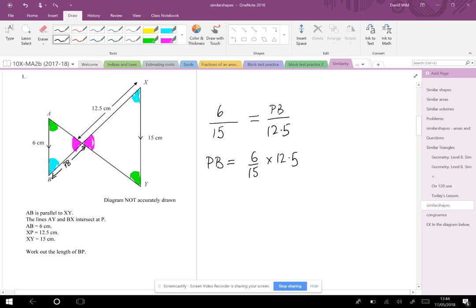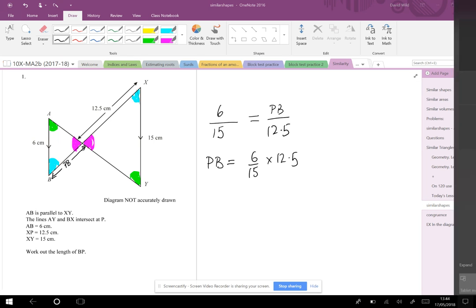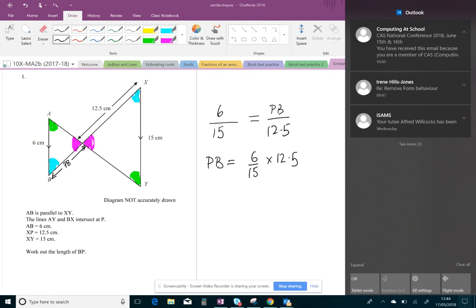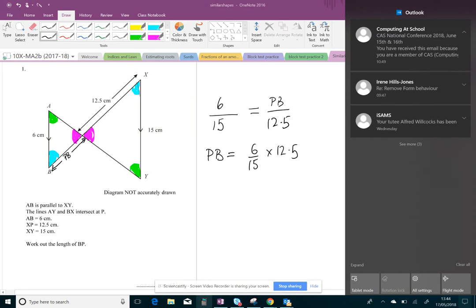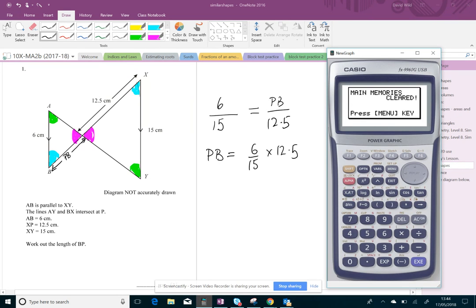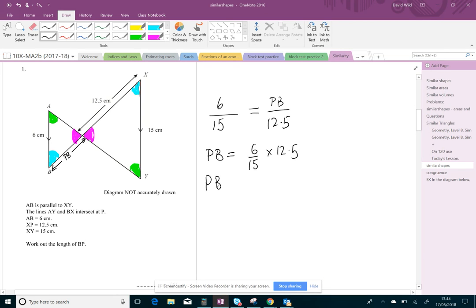Let's get our calculator up here and calculate 6/15 times 12.5, and we get 5. So PB equals 5 centimeters.